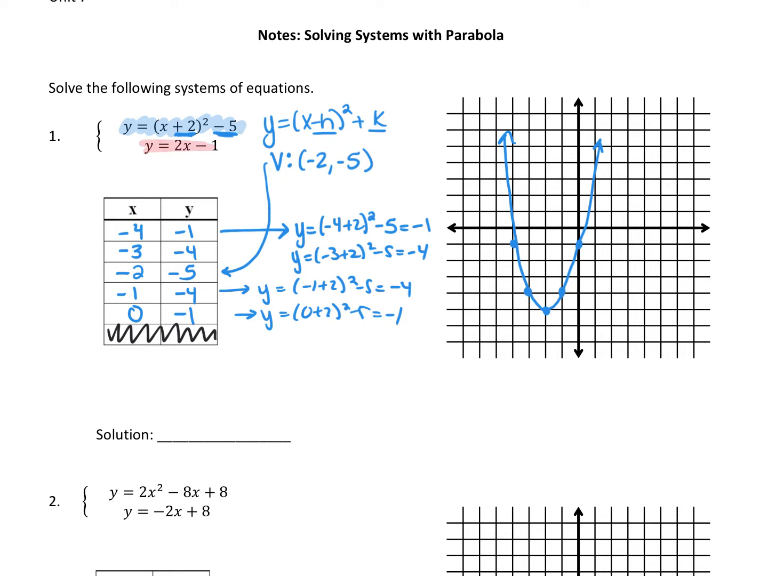Now I want to graph this second equation, which is a line. My line is going to start at the y-axis at -1, and then I have a slope of 2 over 1, meaning I'm going to go up to the right 1, or I can go down to the left 1. And so then my solutions are where my line and my parabola intersect. So in this case, they're going to be at (-2, -5) and at (0, -1).